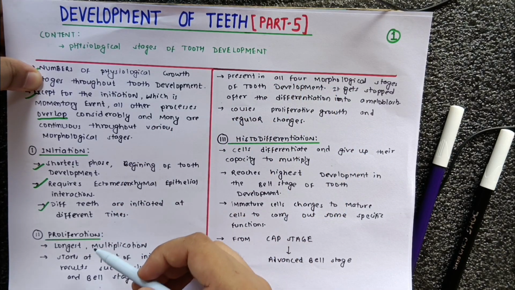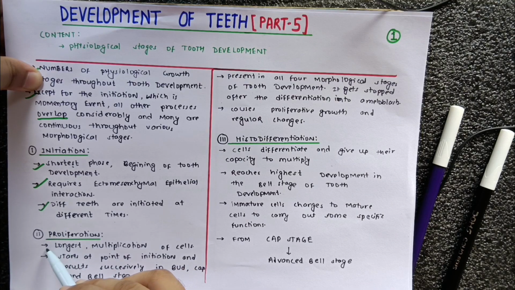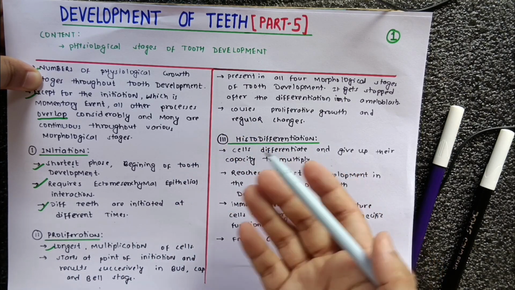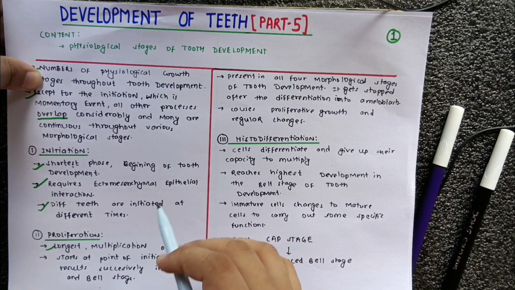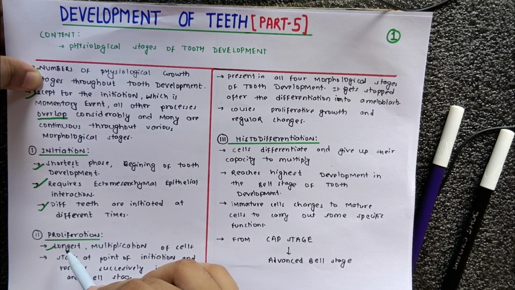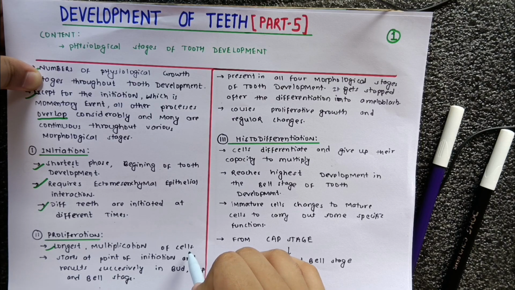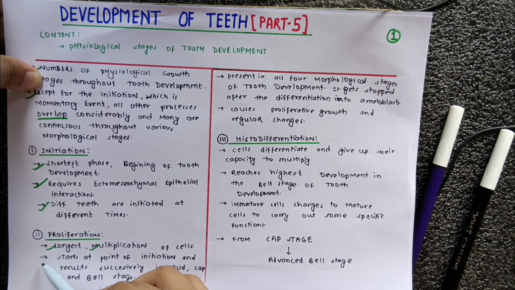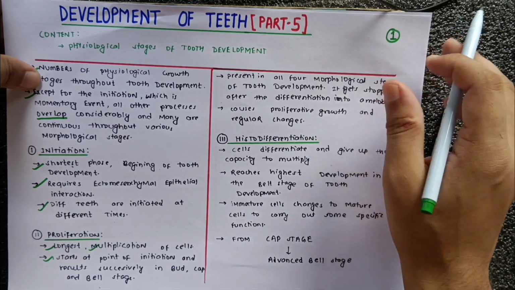After that, proliferation, as I have written here, is one of the longest phases. It extends from the bud stage to the advanced bell stage, so you can remember it as the longest. Multiplication of the cells is present there; multiplication means proliferation. Another point I have written here is that it starts at the point of initiation and results successively in the bud, cap, and bell stages. So it starts from the initiation and results successively in all the morphological stages of tooth development.